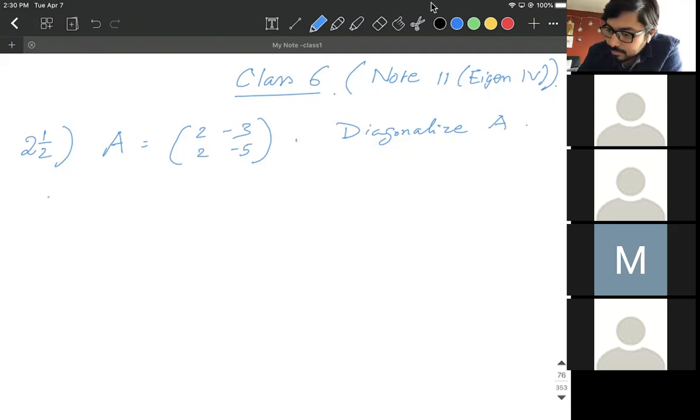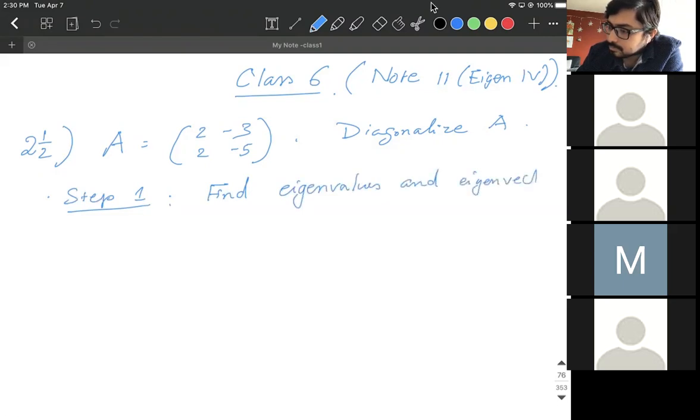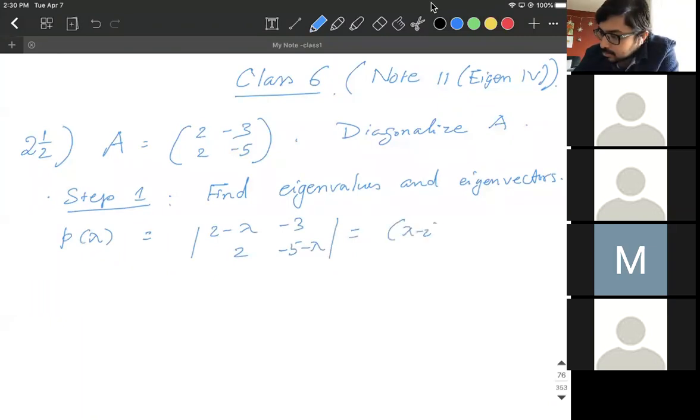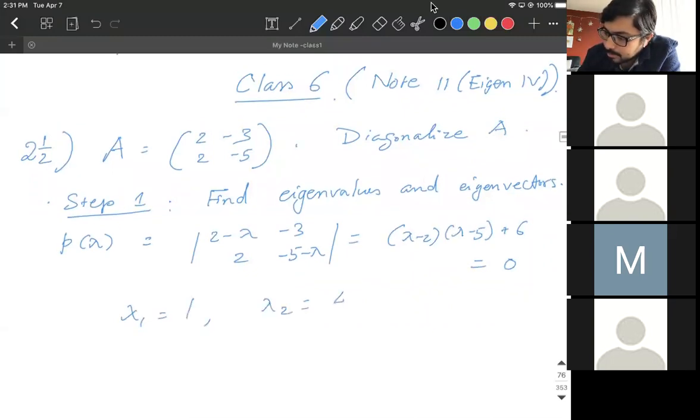Yeah, so the first thing, step 1, is find eigenvalues and eigenvectors. So the characteristic polynomial: 2 minus lambda, minus 3, 2, minus 5 minus lambda. So this is lambda minus 2, lambda minus 5 plus 6. And you want to find the roots. So the two eigenvalues are lambda 1 equals 1 and lambda 2 equals 4.